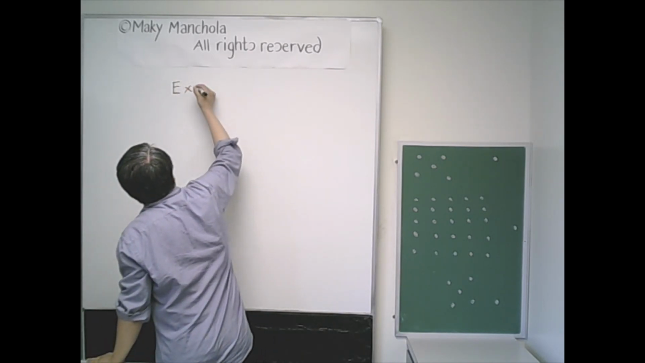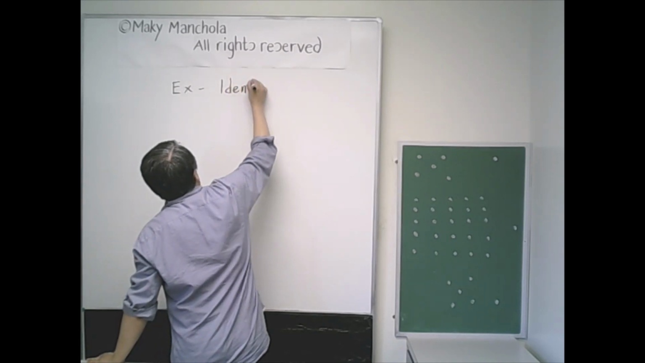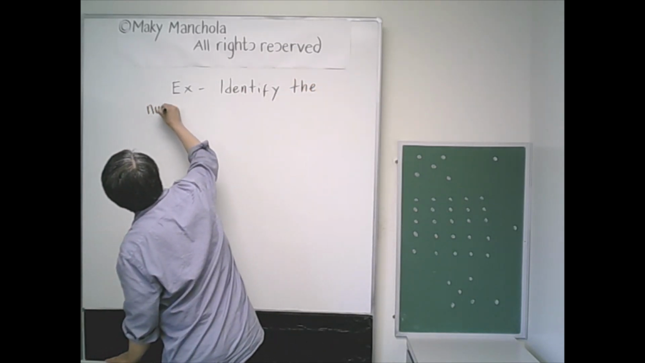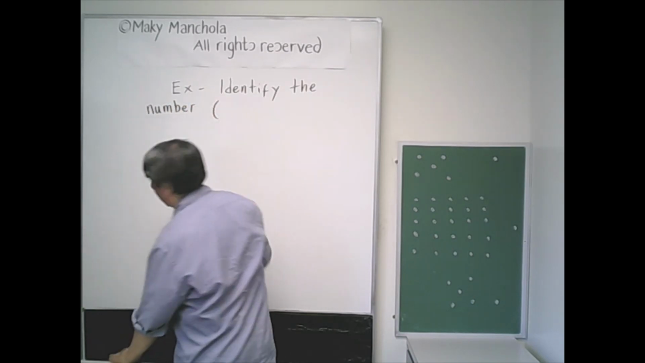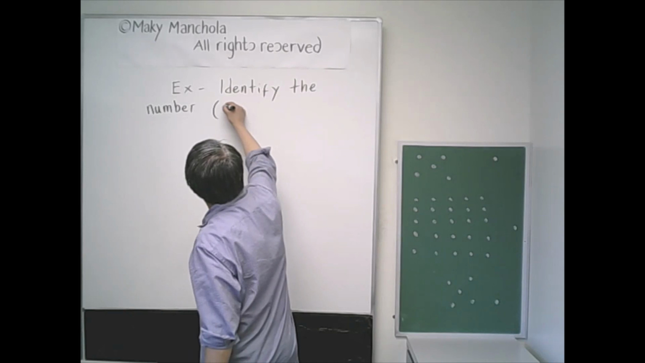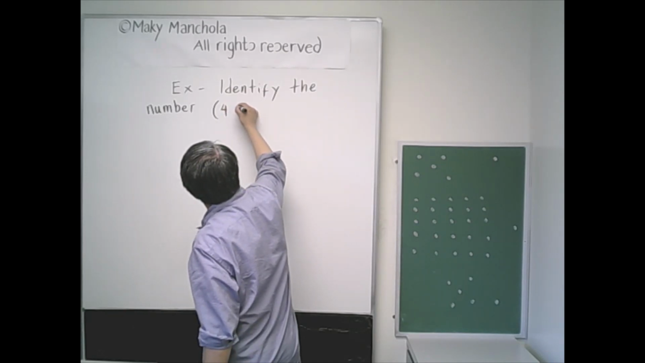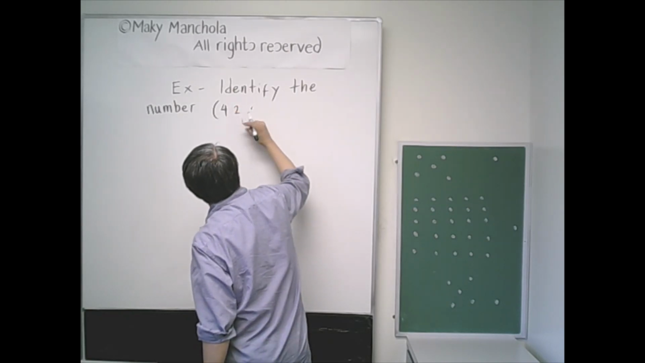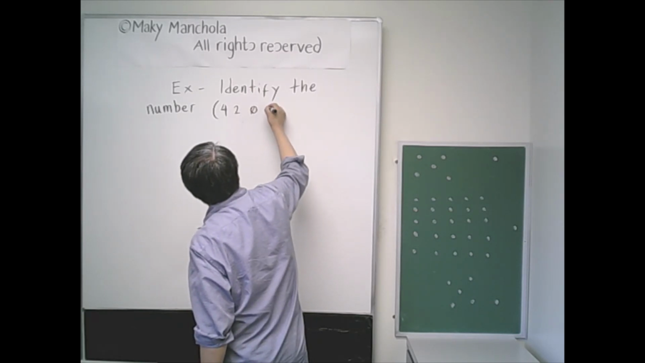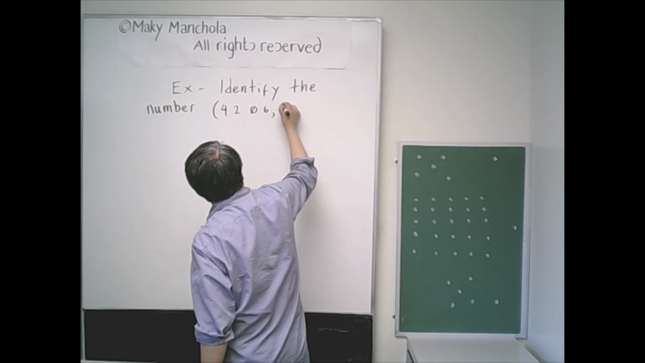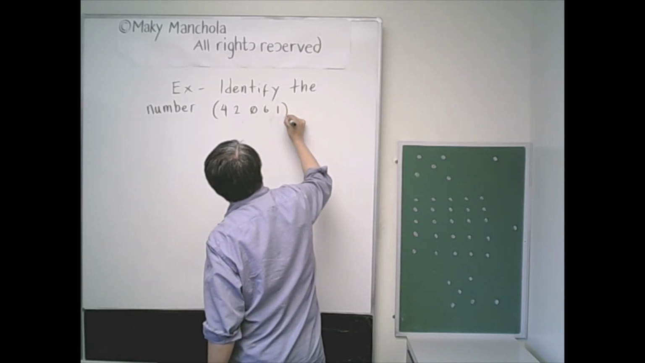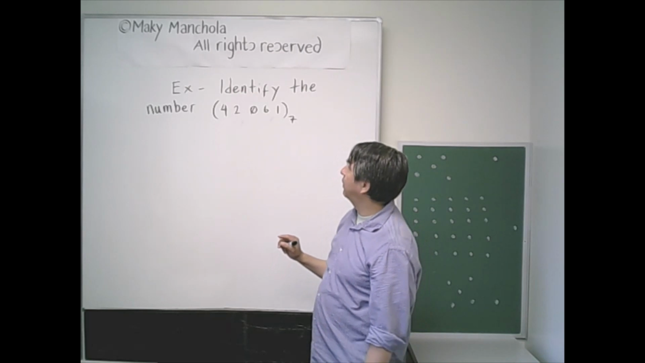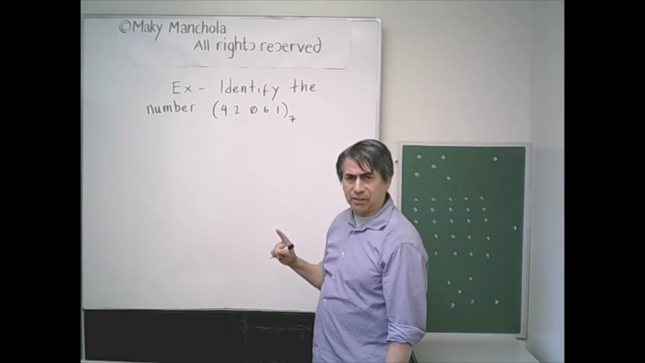Example: identify the number 4 2 0 6 1. Okay, so this number is expressed in base 7 and I want to identify it. Now let's read it and then we'll identify it.